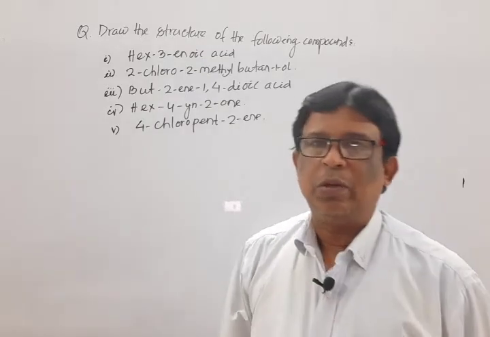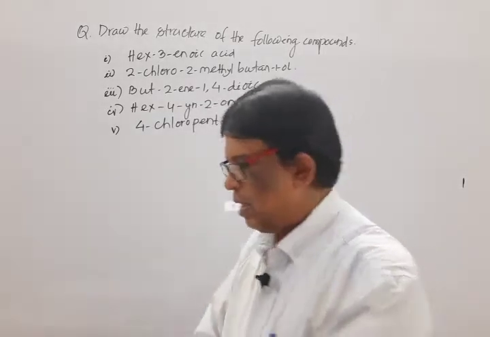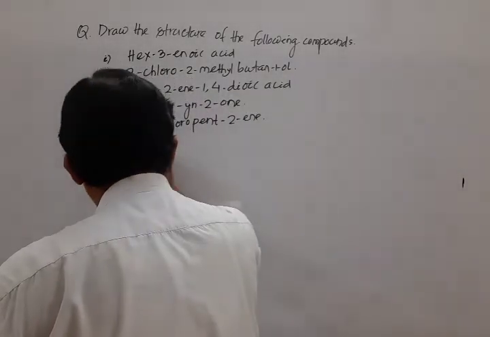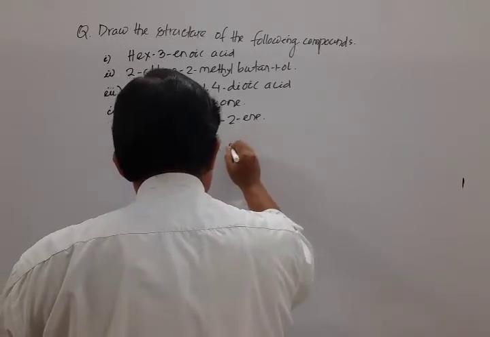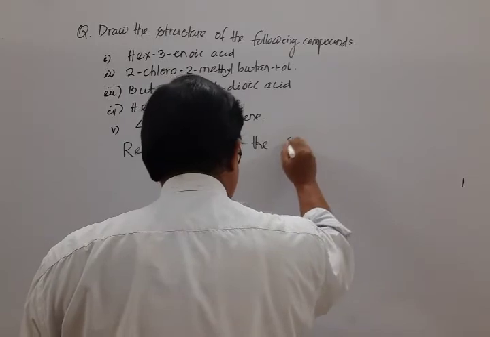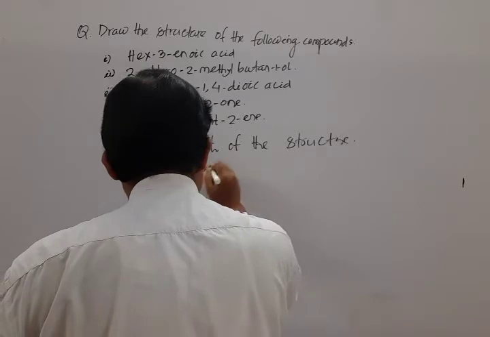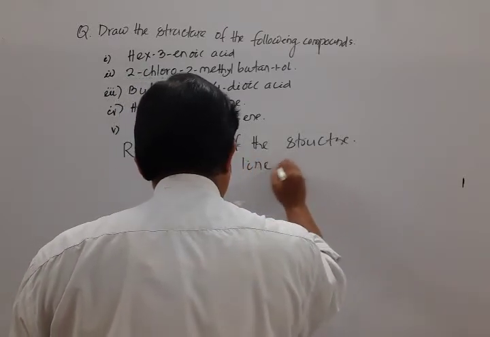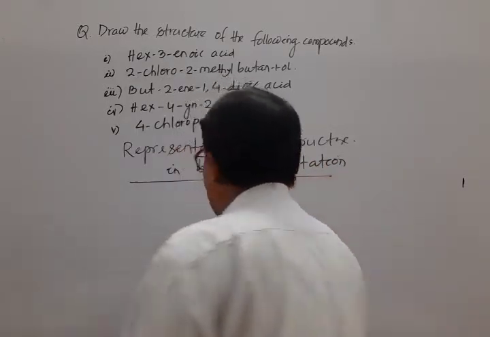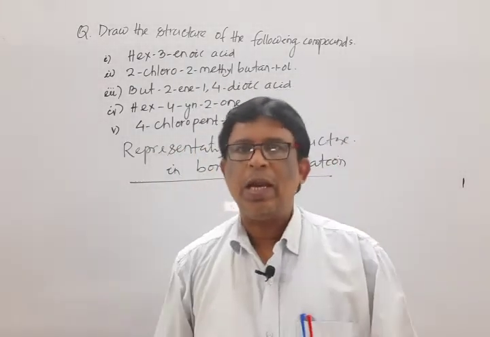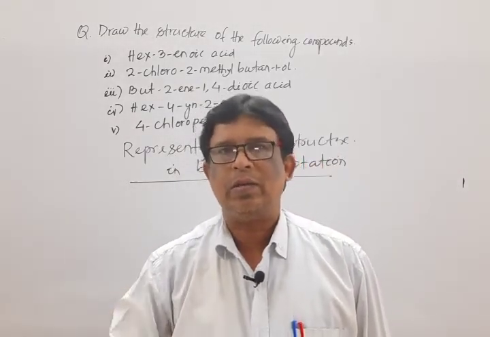Okay. Next, switch over to the last one, that is bond line notation. That means representation of the IUPAC name. Mark that. Representation of the structure in bond line notation. We have to represent the structure of an organic compound according to the IUPAC system in bond line notation.